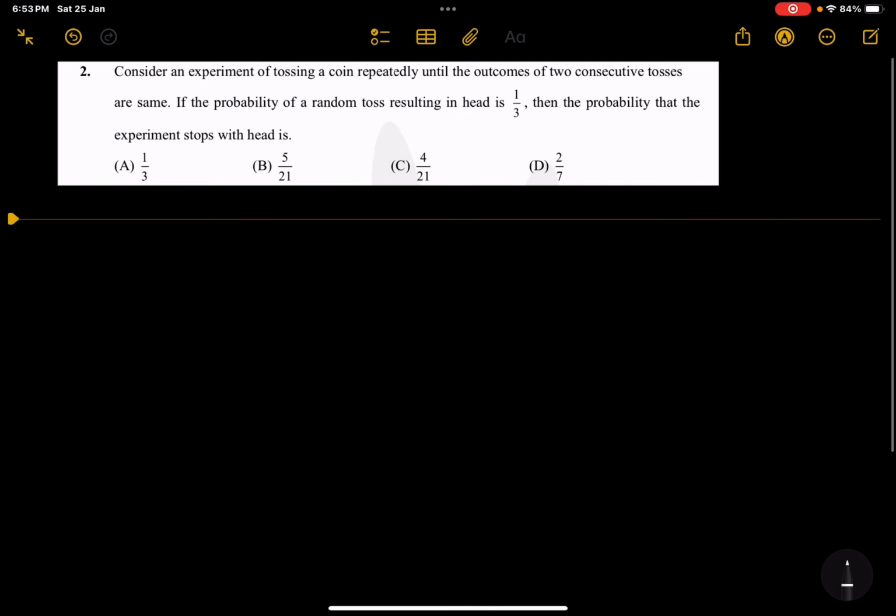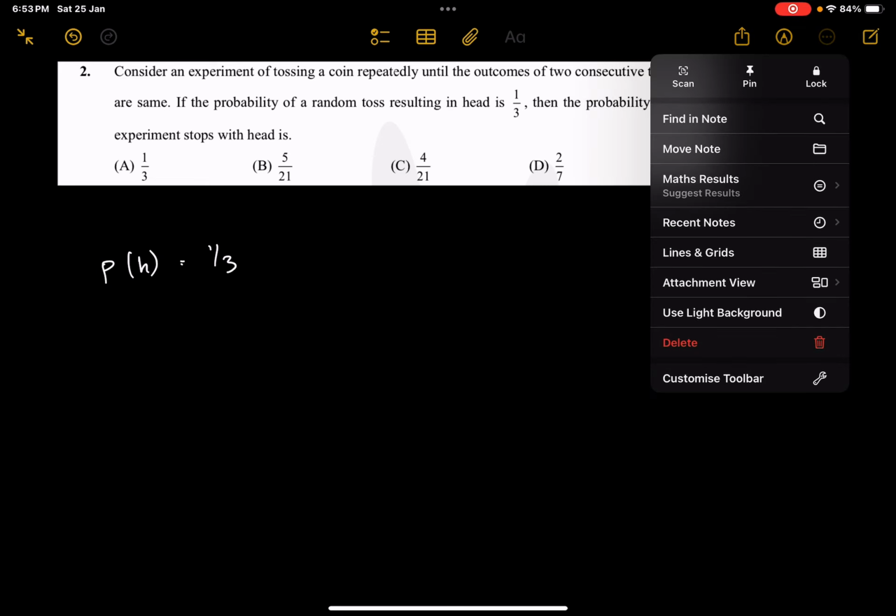So here we have a nice question from probability, and I think this too can be done in the first go. So starting with the experiment, the coin is not an unbiased coin. In fact, it is a biased coin with the probability P of heads is 1 by 3.